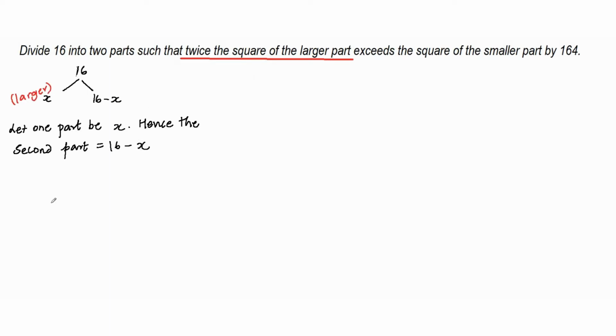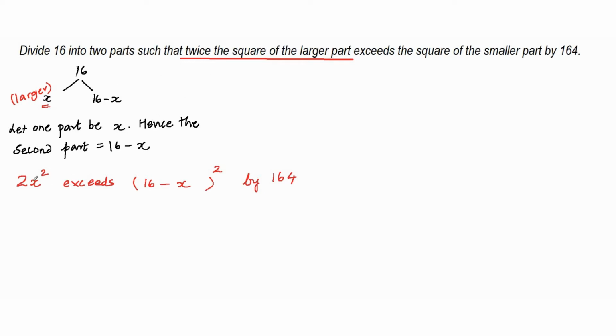So twice the square of the larger part, that is 2 times the square of the larger part, 2x square, exceeds the square of the smaller part. So the square of the smaller part is going to be 16 minus x the whole square, by 164. So again, what we did was we took the two parts as x and 16 minus x. We assumed that x is the larger part. Of course, you could also assume that 16 minus x is the larger part. But here I assumed x is larger, which means 16 minus x is smaller.